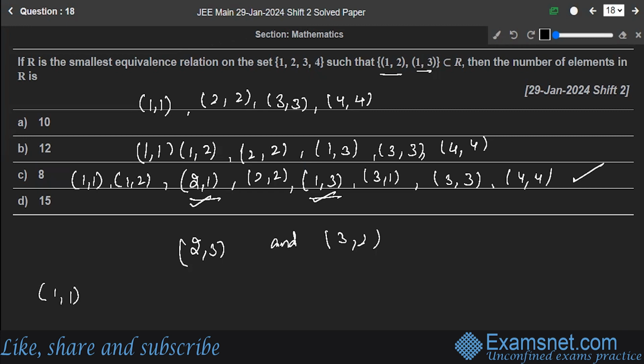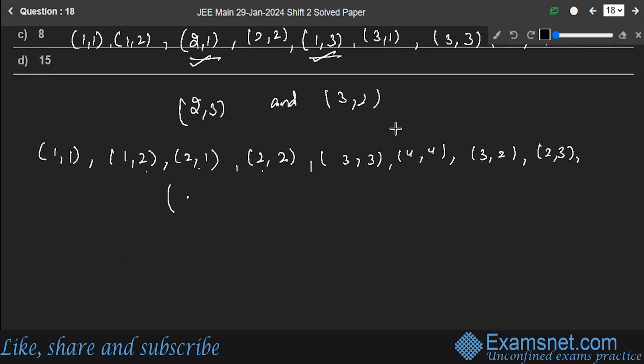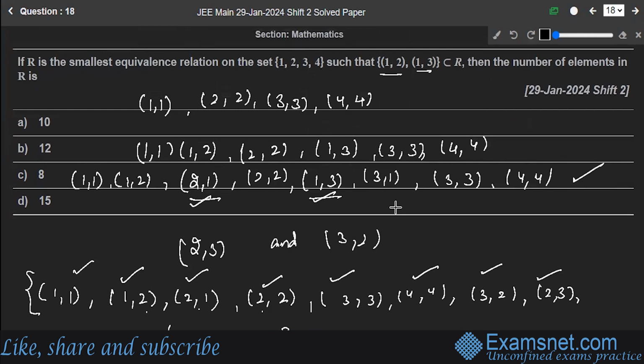Now, the correct ordered pairs will be this: (1, 1), (1, 2), (2, 1), (2, 2). Let's write this (3, 3). Then you have (3, 2), (2, 3). This one's also. How many? 1, 2, 3, 4, 5, 6, 7, 8, 9, 10. 10 elements. So this is the answer to the question. Option A.